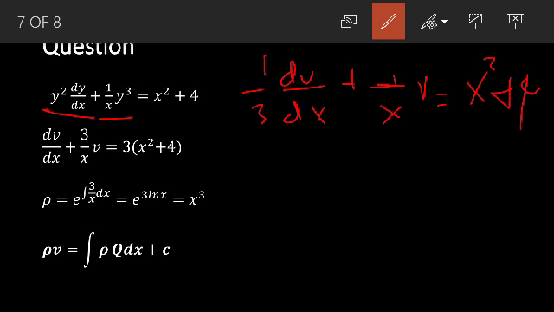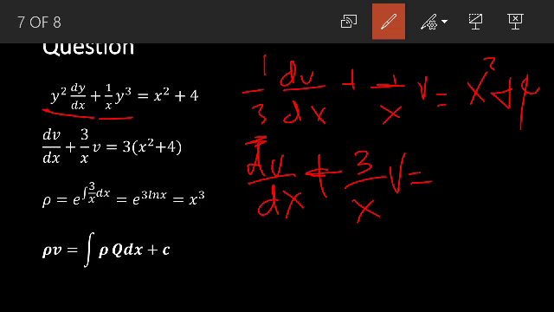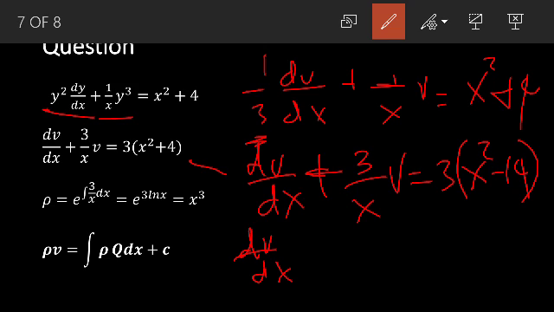Now this is not looking exactly like a first order linear equation, so we can choose to multiply through by 3. If we do that, we get dv/dx plus 3 over x times v equal to 3 times x squared plus 4, which is exactly what we have here. That is how we achieve a first order linear equation, which looks like dv/dx plus pv equal to q, which is what we want.